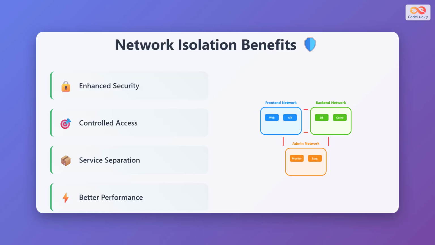Network isolation provides several benefits, including enhanced security, controlled access, service separation, and improved performance. Isolation helps prevent unauthorized access between containers. Different networks allow controlled access, ensuring only necessary communication. Isolating services can prevent conflicts and unwanted dependencies. Better performance is achieved by reducing unnecessary network traffic. Think of the network as a boundary that secures what's inside.